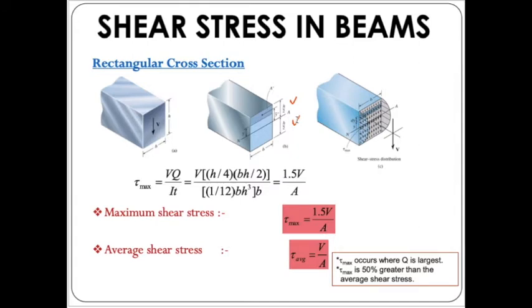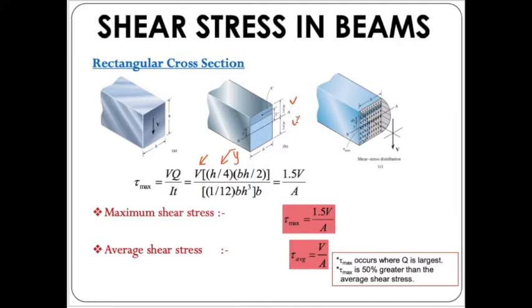The equation can be equal to 1.5 V divided by A. As you can see here, the equation has already been substituted into the calculation. We can see we have V, which is the shear force from the shear force diagram. Then we also have h over 4, which is the y bar value.